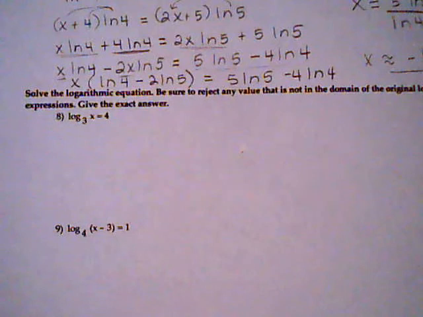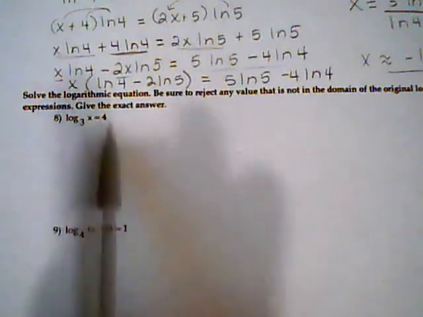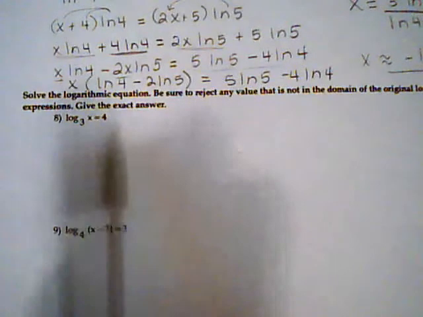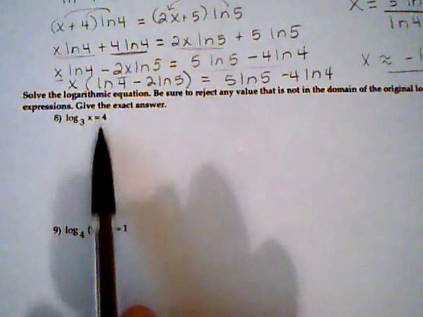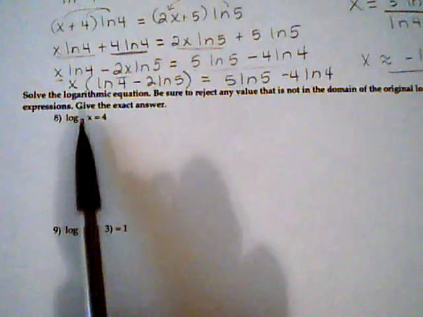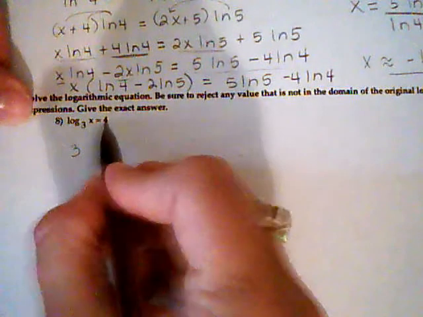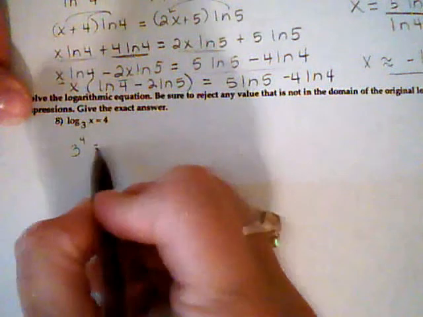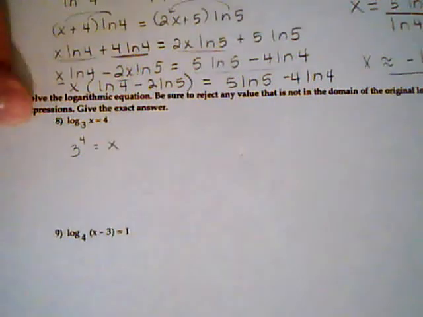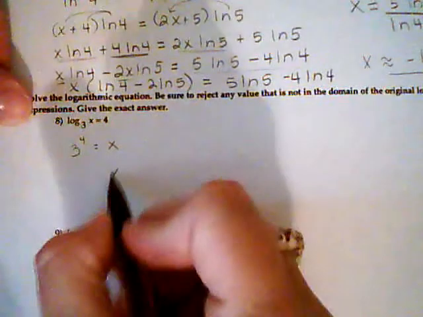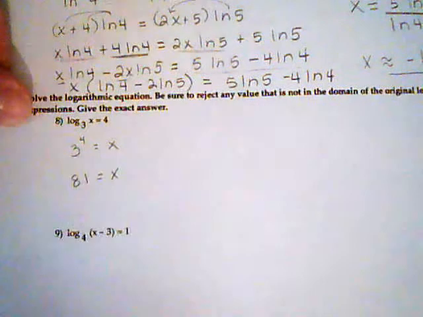Number 8 says log base 3 of x equals 4. If you have just one log in your equation, we know we can't rewrite these to have the same base, but I can convert this. Remember our conversions to exponential form. My base in my log is the base, so this means 3 to the 4th power is equal to the argument, which is x. So 3 to the 4th power equals x. That means x is equal to 81.